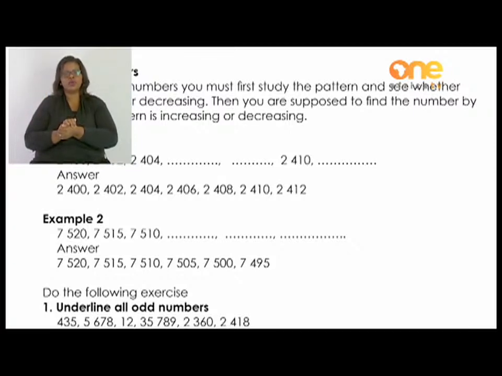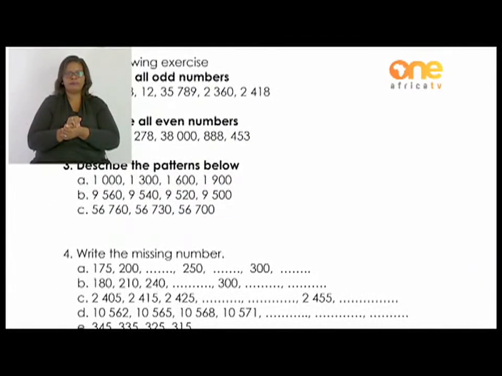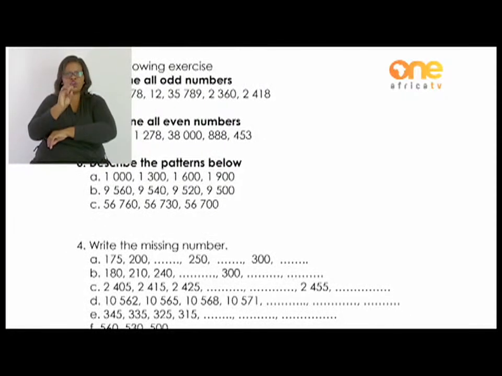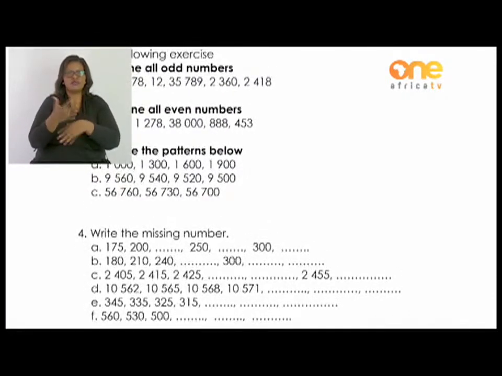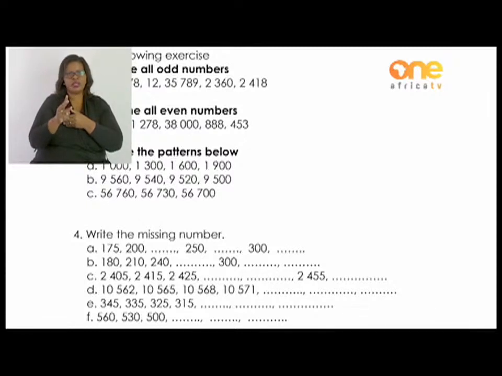So for your activity, the first one, you are supposed to underline odd numbers, like what we did on the chalkboard. I can identify one for you, then you do the rest on your own on number 1. Remember, when you are dealing with odd numbers, you are supposed to work with the numbers which are ending with 1, 3, 5, 7, and 9. So all the numbers which are not ending with those ones are not odd numbers. So 435 is an odd number. You are going to do the rest on your own.